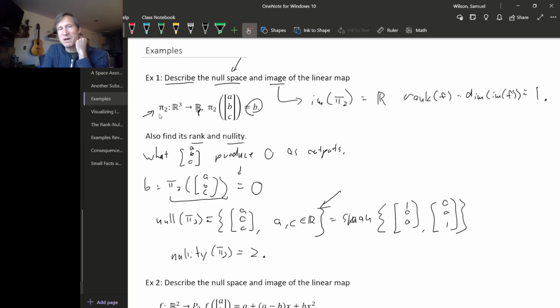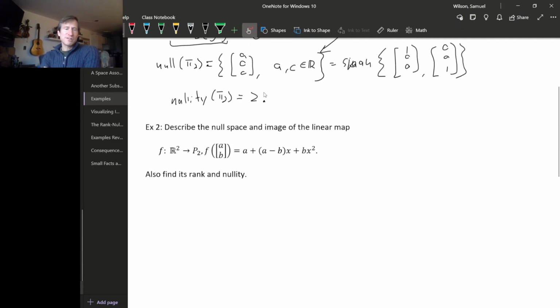Incidentally, I'm calling this pi 2 because the pi is a Greek p for projection, and 2 tells you which entry you're projecting onto. So this pi 2 is just trying to imply that we're projecting onto the second entry, and sure enough, this map does just pull out the second entry of the vector.